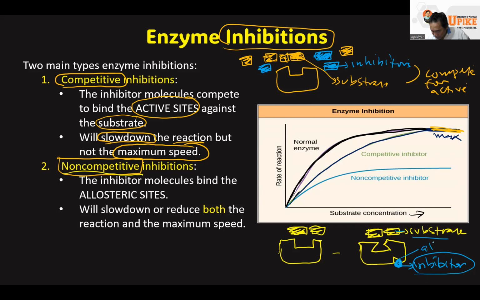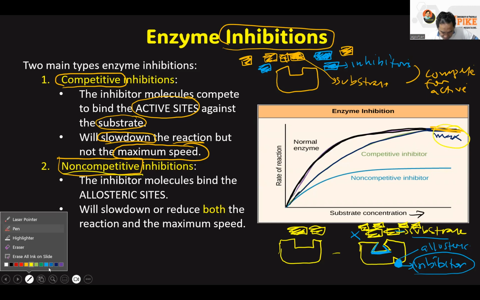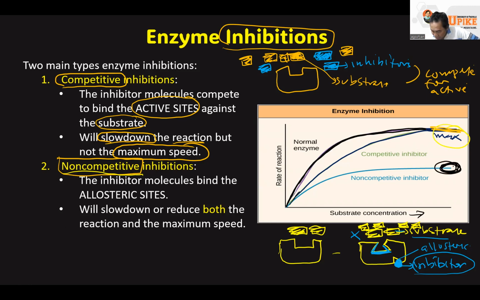actually binds to the allosteric site, not to the active site. Okay, so whenever this inhibitor binds to the allosteric site, it will change this active site. It will not fit again for the substrate. So it does not matter whether you add more substrate over here, right? You add 1,000 of substrate over here, it will not increase the reaction. And the reaction will never reach the maximum speed. Okay, so you see over here, the reaction will never reach the maximum speed.